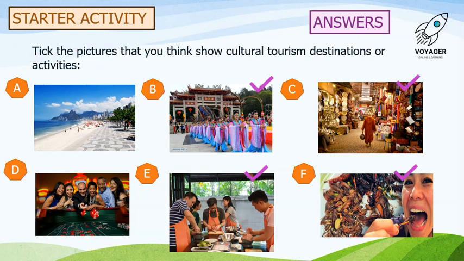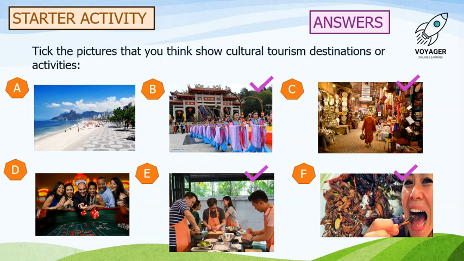Welcome back. Here are the answers to our starter activity. You can see there I've got 4 purple ticks next to 4 cultural tourism destinations or activities. Picture B shows women dressed in traditional clothing or costume, some kind of Asian festival. So that's definitely a cultural activity.